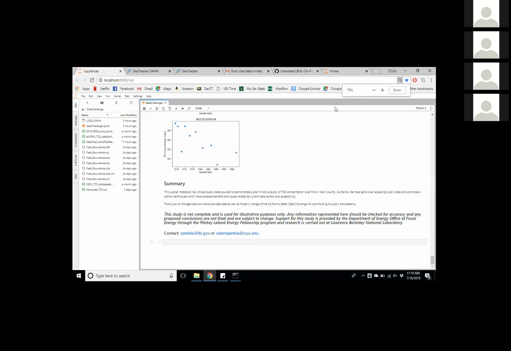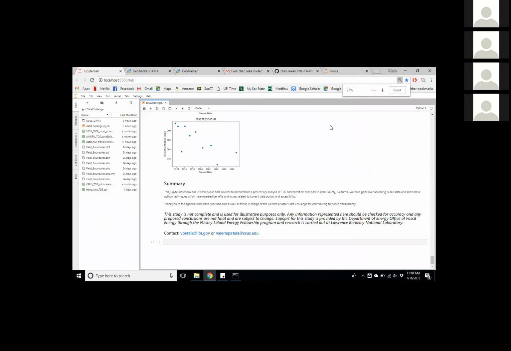I also want to point out, while you're doing that, that for the TDS data, data.ca.gov has an API for some of the constituents, not for all of them. They actually made that available when we requested it. There was an API functionality that they made sure was enabled for this challenge.